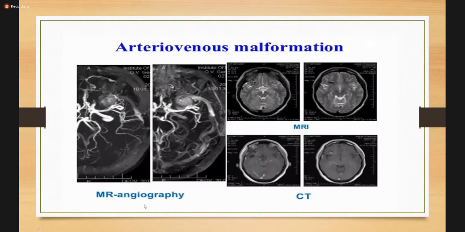This is the AV malformation, MR angiography, the CT scan of the brain, the MR angiography, and now look at this. This is the AV malformation.